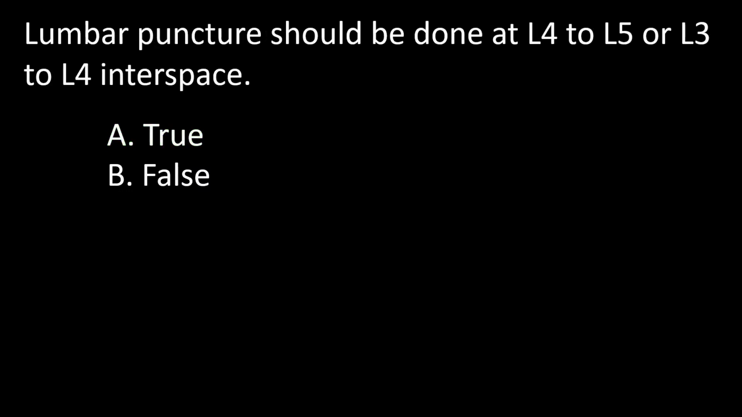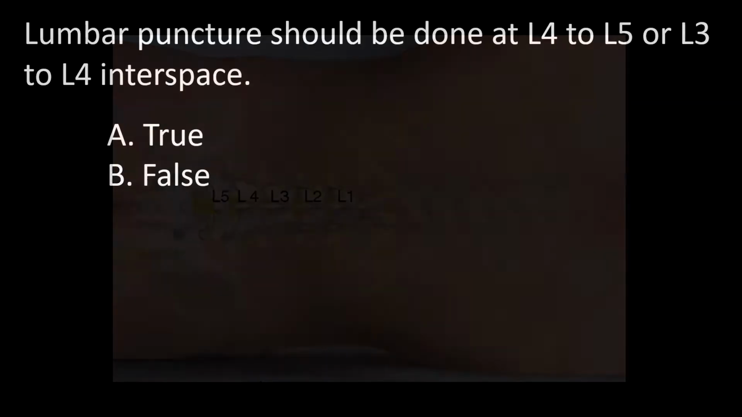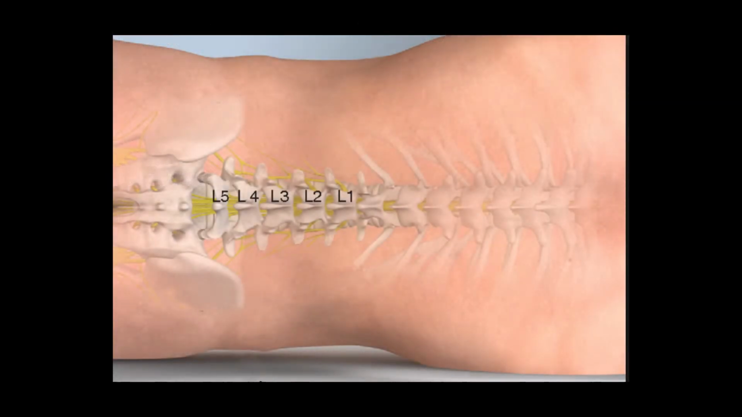Next question. Lumbar puncture should be done at L4 to L5 or L3 to L4 interspace. A true, B false. This is a picture of a patient lying down. As you can see, the iliac bones and the vertebrae have been traced and the lumbar vertebrae have been numbered. Now I have drawn a line going by the top of each iliac crest. You can see that the line goes through L4.